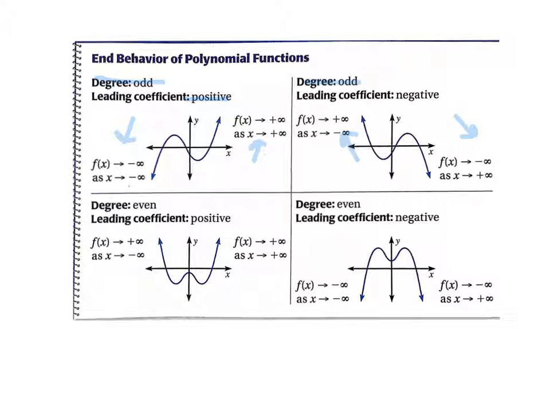Now, when it's positive, it's going to go down to the left, up to the right. When it's negative, it's going to go up to the left, down to the right, just the opposite. And the way we're going to write it is this kind of form. And I will tell you more about that tomorrow.